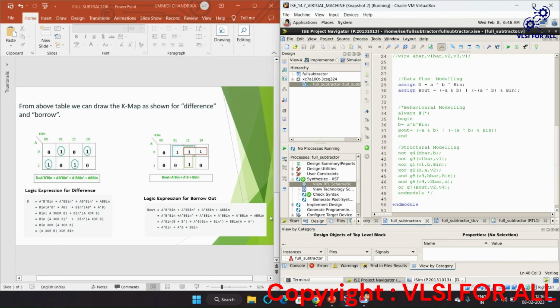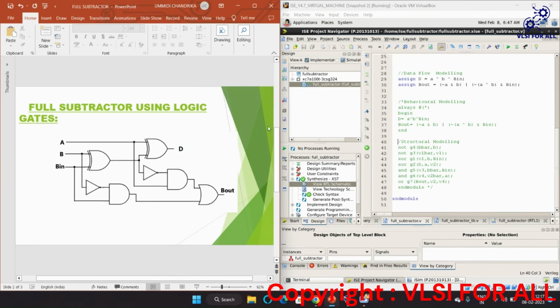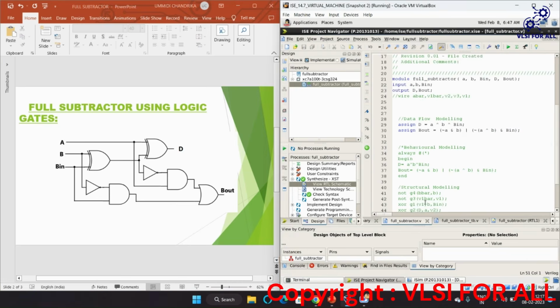See here, structural modeling. When we see the structural modeling, we have to consider the structure of the gates. That means this. When using structural modeling, I have implemented and written the Verilog code by using this, and I have written like this. So I am ending the module. I am simulating by using only data flow modeling. We can use any of the three modeling styles to get the output.